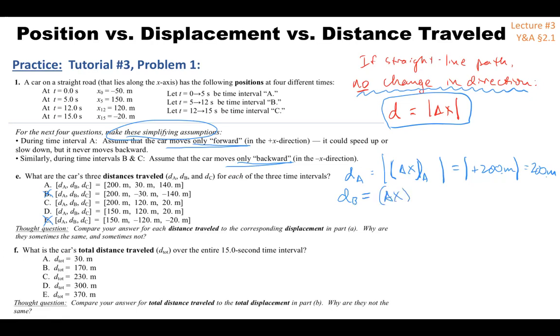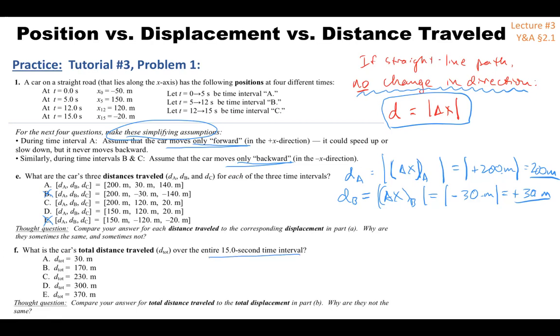For time interval B, again, assuming that there's no change in direction, that's going to be the absolute value of negative 30 meters. So that's positive 30 meters. And we can do time interval C as well. And I'll let you try that. All right. What about the total distance traveled over the entire 15-second time interval?